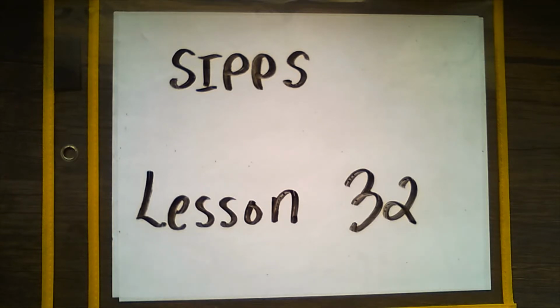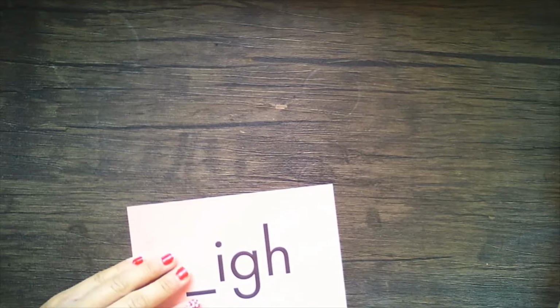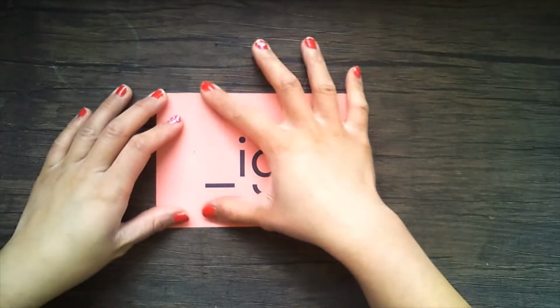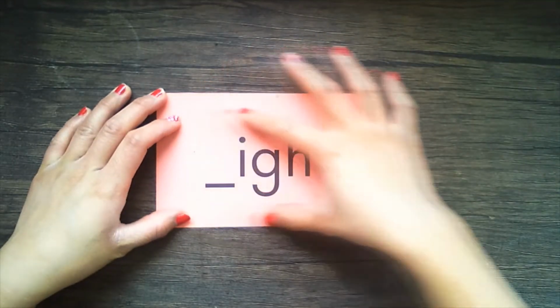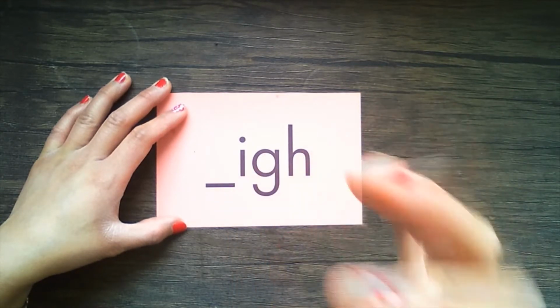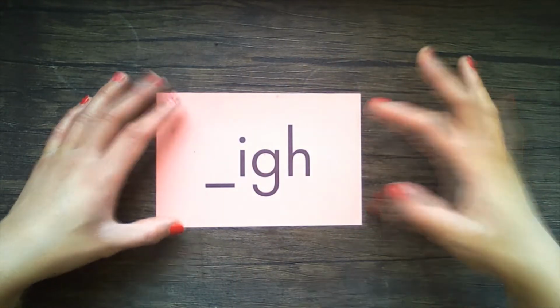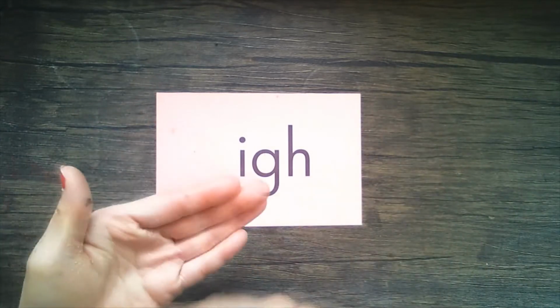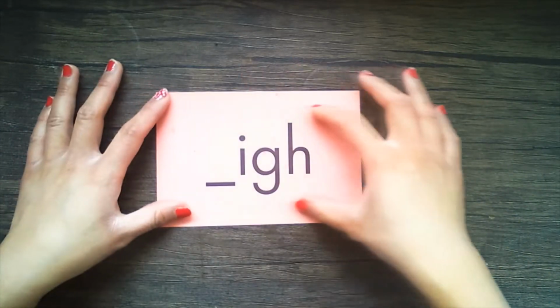Let's go ahead and dive straight into our new spelling sounds. Our new spelling sound for today is the I sound. Sound, I. Spell I-G-H, sound I. So when we see this in a word, we're going to know that it makes the sound I.